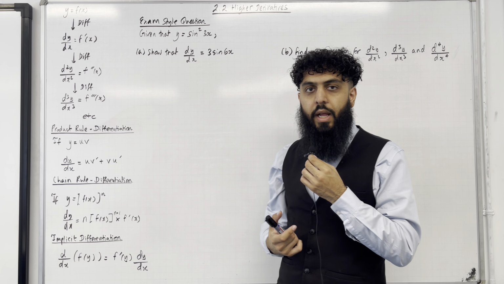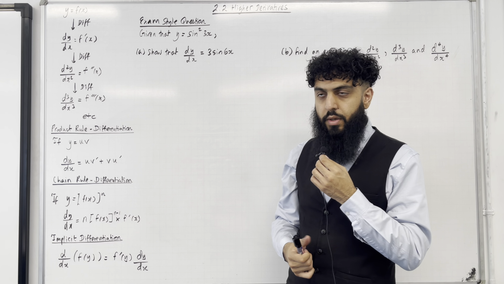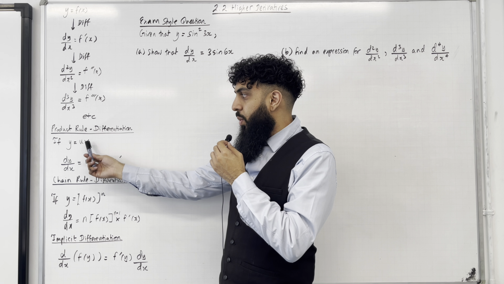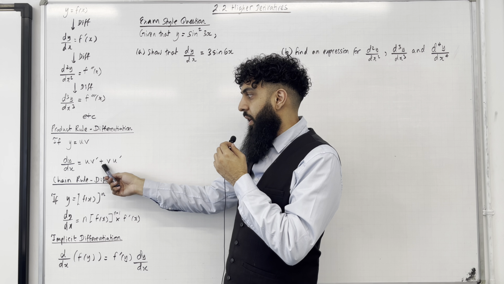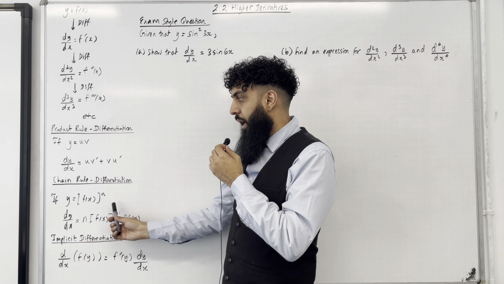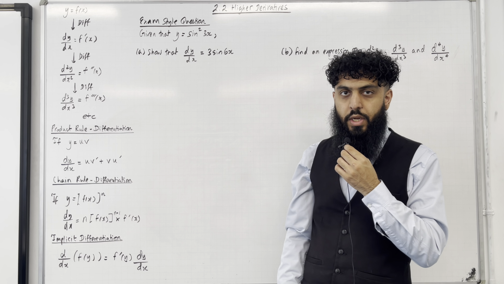Now, we are going to look at the product rule for differentiation. If I've got y equal u times v, to work out dy by dx, I do u v dash plus v u dash. Here is the chain rule for differentiation.